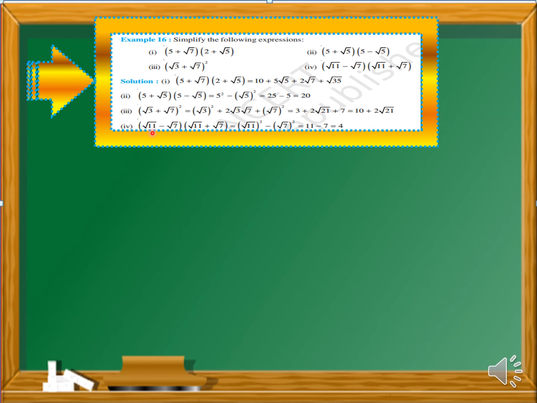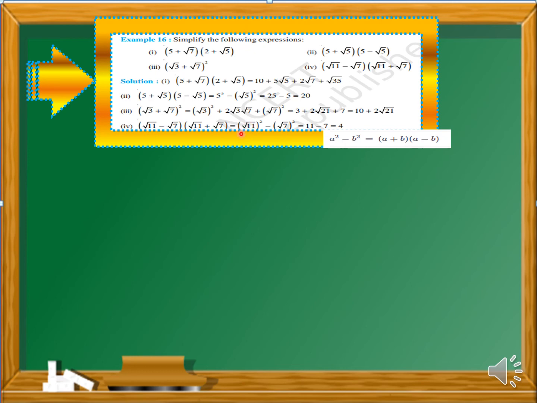Fourth subdivision, (√11 − √7)(√11 + √7). Here also the same identity you can see, that is a² − b² is equal to (a + b)(a − b). So here a is √11, b is √7 and (a − b)(a + b).